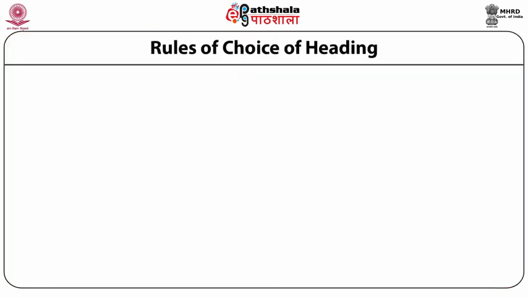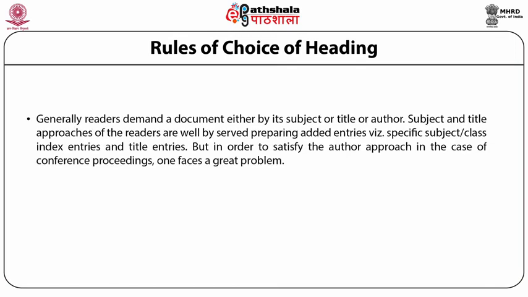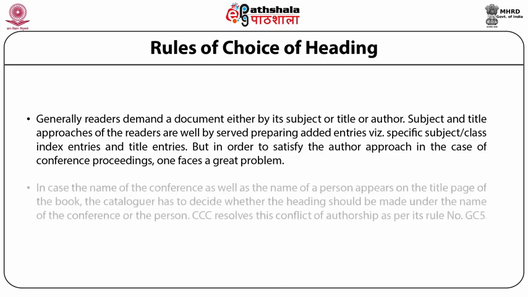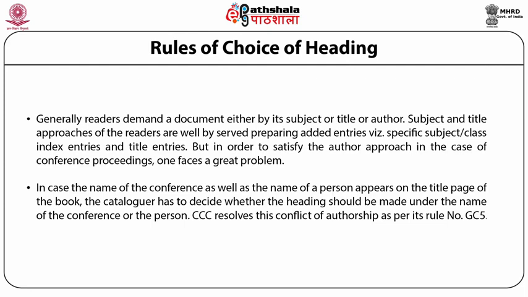Rules for choice of heading. Generally, readers demand a document either by its subject, title or author. Subject and title approaches of the readers are well served by preparing added entries, for example, specific subject entries, class index entries, and title entries. But in order to satisfy the author approach in the case of conference proceedings, one faces a great problem. In case the name of the conference as well as the name of a person appears on the title page of the book, the cataloger has to decide whether the heading should be made under the name of a conference or the person.